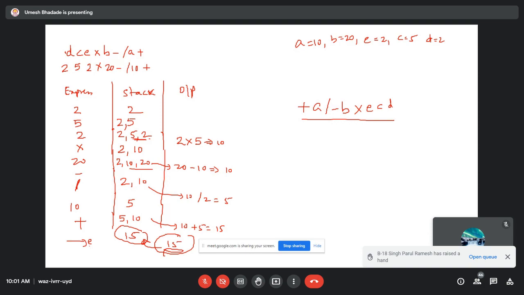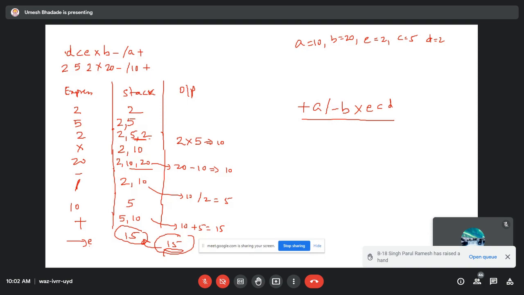So what is the process? If an operand comes, directly push it onto the stack. If any operator is coming, pop the two operands, perform the operation and store the result back onto the stack. Repeat this till the expression ends. And when the expression is over, whatever remains in the stack, that is your answer, right? Whatever remains in the stack, that is your answer. So 15 is the answer.